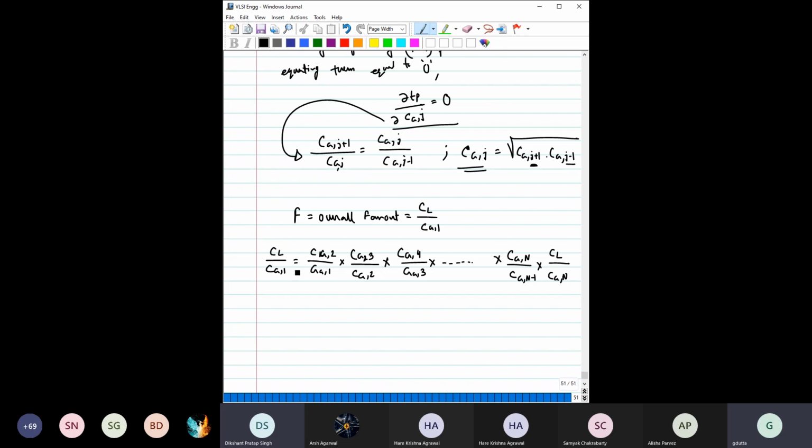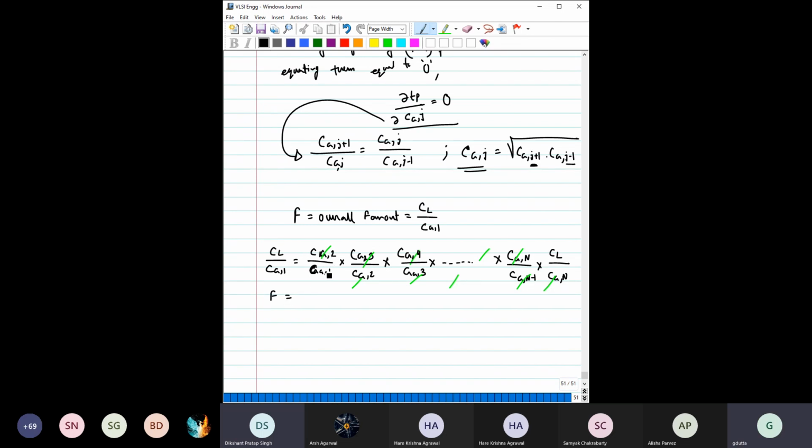This CL by CG1 I can write it like this. Because you can see this is gone, this is gone, with this part the previous one will go, and this part will go. So this basically gives CL by CG1, right? So this is the same thing, and CL by CG1 is nothing but F.